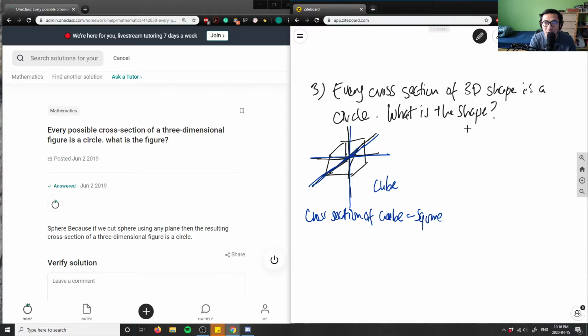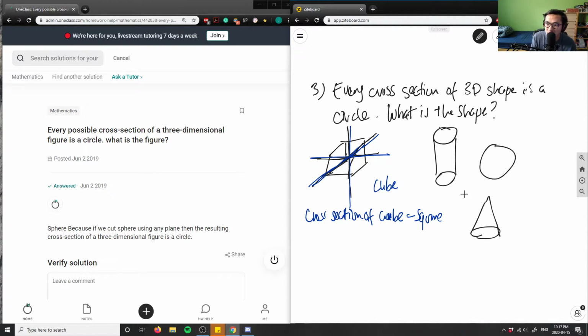So if every cross section of a 3D shape is a circle, what is the shape, right? It has to be some type of circular shape. It could either be a cylinder. Here it could be, what else? It could be a sphere. I don't know how to draw a sphere in 3 dimensions, so I'm just going to draw a circle. But those are kind of my options here. I guess a cone would also be fair as well, right?